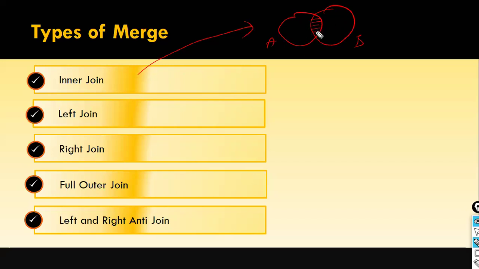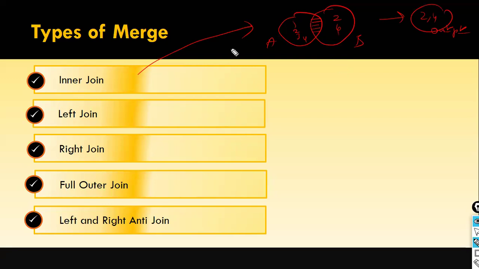Okay, only the common values between these two data sets will be fetched. For example, here you have 1, 2, 3, 4, and here you have 2, 4. What are the common values? 2 and 4 will be returned.